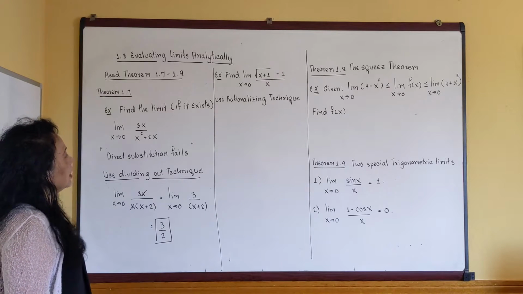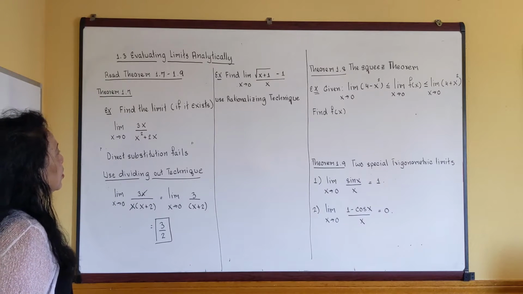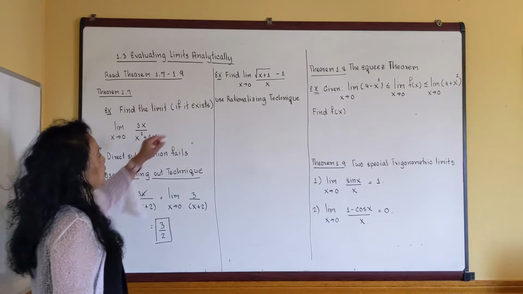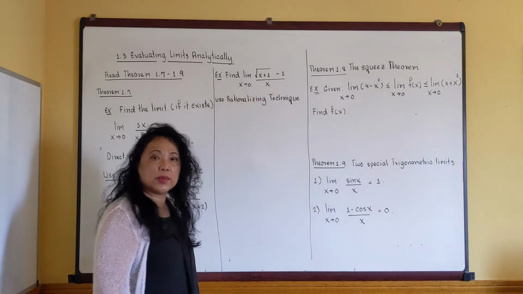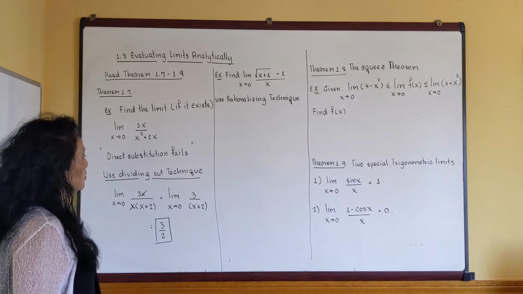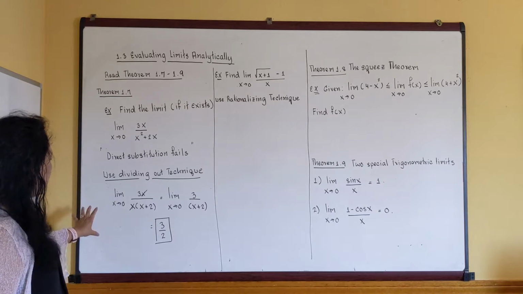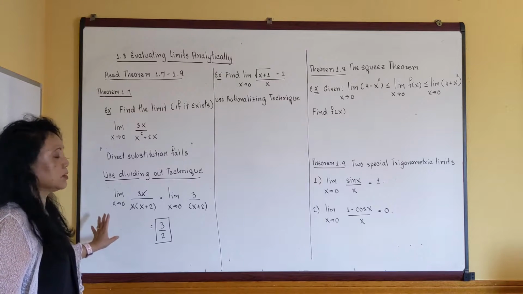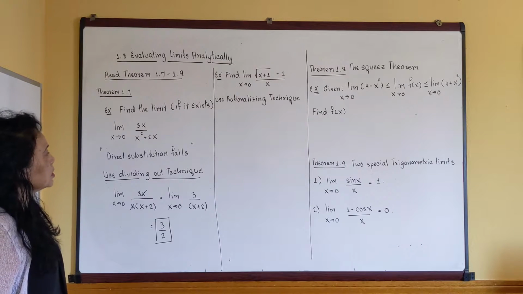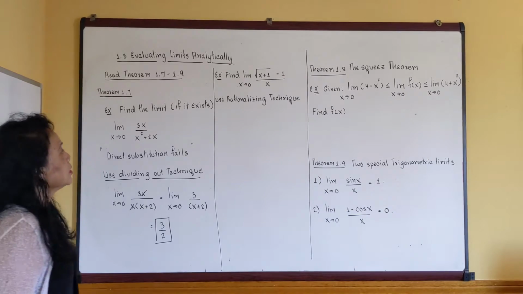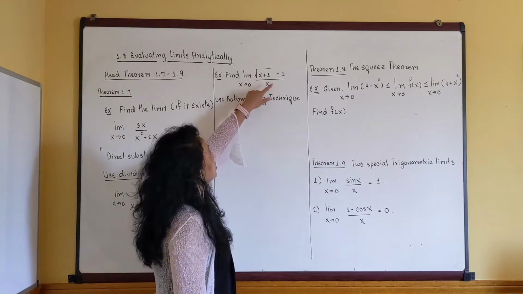Alright. Let's look at the next example. If I'm going to do direct substitution, again I have 0 in the denominator. The expression is undefined. I cannot simplify this by applying the dividing out technique. So I'm going to use the rationalizing technique. So I'm going to multiply by its conjugate.